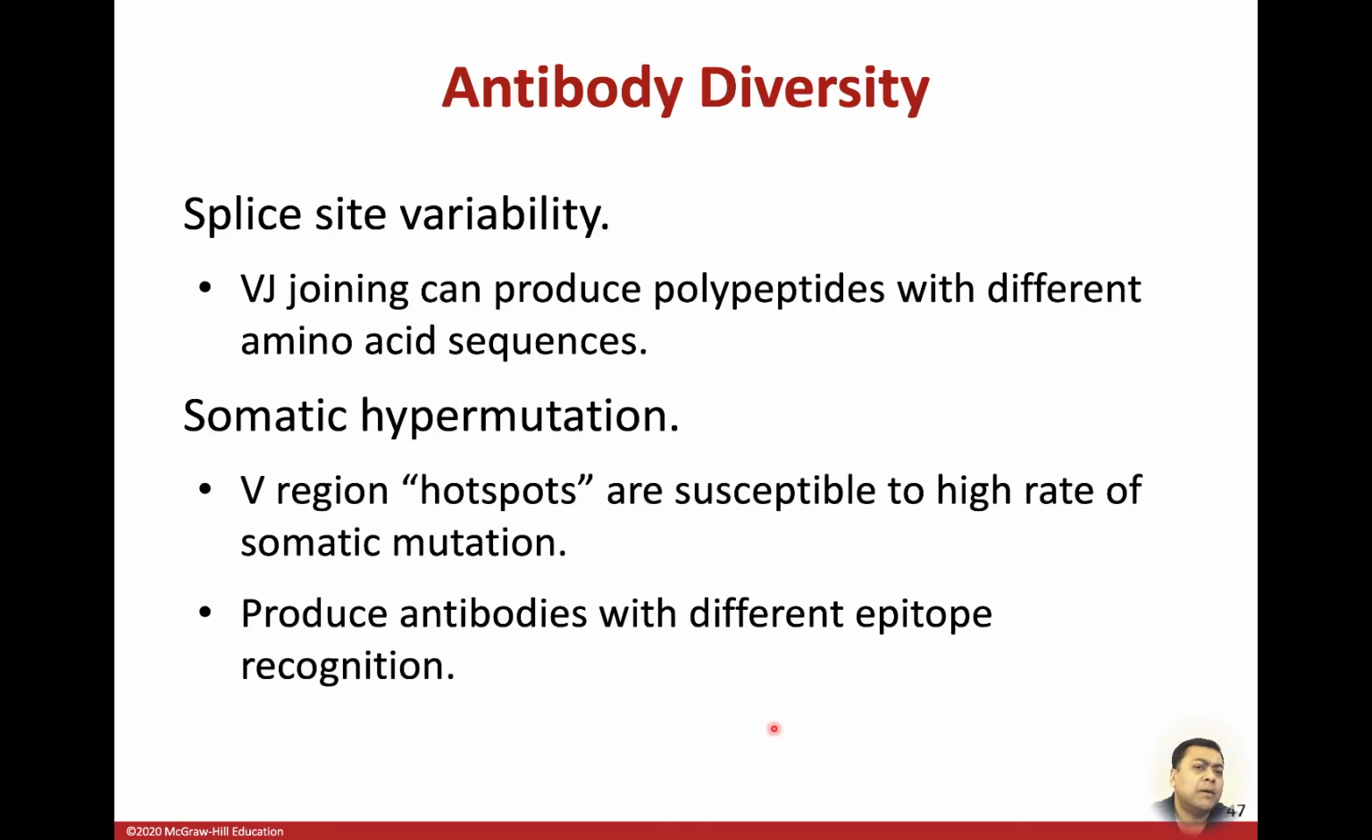And these are some of the important regions. So the splice site variability is that the V and the J joining region can produce polypeptides with different amino acid sequences. We already talked about that, and this gives you more diversity. And along with that, there are some regions which give you hotspots that are susceptible to a high rate of mutation. And this produces antibodies with different epitope recognition.